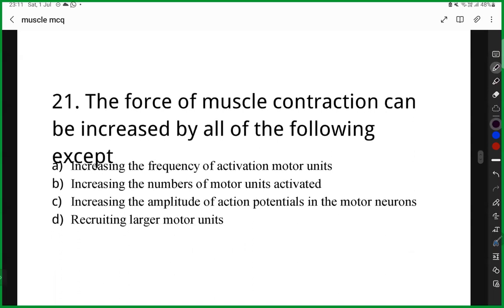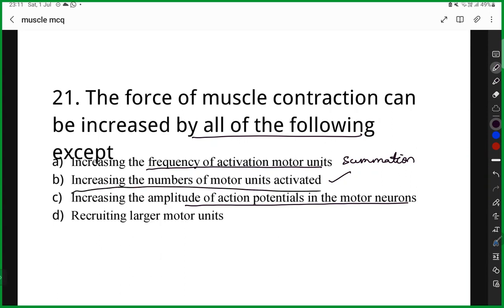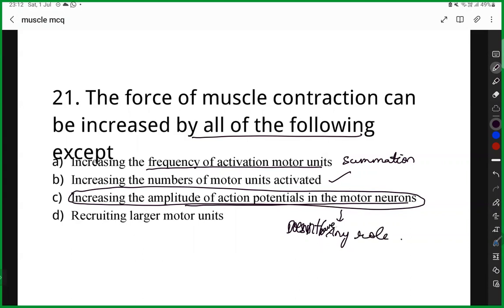The force of muscle contraction can be increased by all of the following except. Increasing the frequency of activation of the motor neuron, of course, yes, it can. It is called summation. You can increase the force of contraction. Increasing the number of motor units getting activated, yes, again it is going to get summated and cause an increase in the force of muscle contraction. Increasing the amplitude of muscle action potential: remember, action potential obeys the all or none phenomenon. Once the threshold level is crossed, whatever action potential is generated will have a constant amplitude. So increasing the amplitude of action potential doesn't have any role. And recruiting larger motor fibers, again, is going to cause an increase in the frequency of activation and the number of motor units. Therefore, there is going to be an increase in the force of contraction.